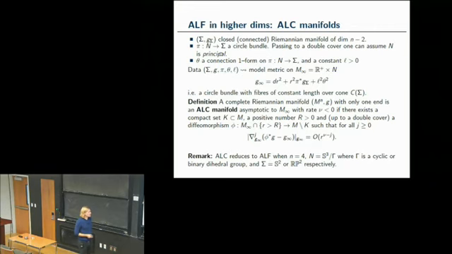So if I take little n to be 4, and big N to be S3 mod gamma, where gamma is a cyclic or a binary dihedral group, then my sigma will be S2 or RP2 respectively, and this reduces to ALF.